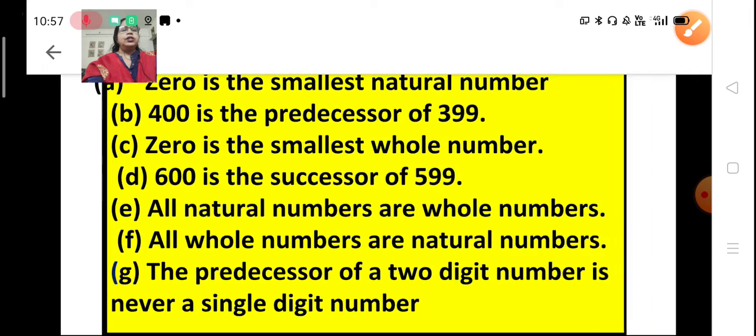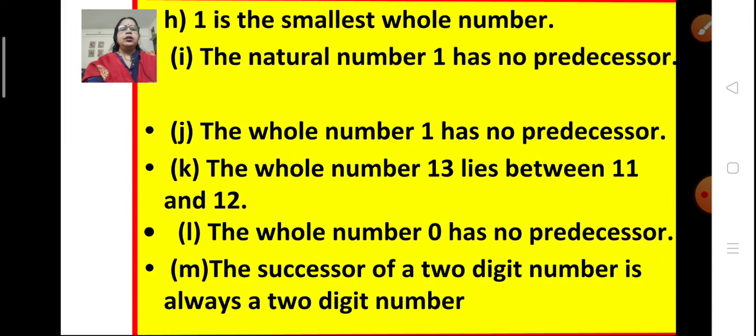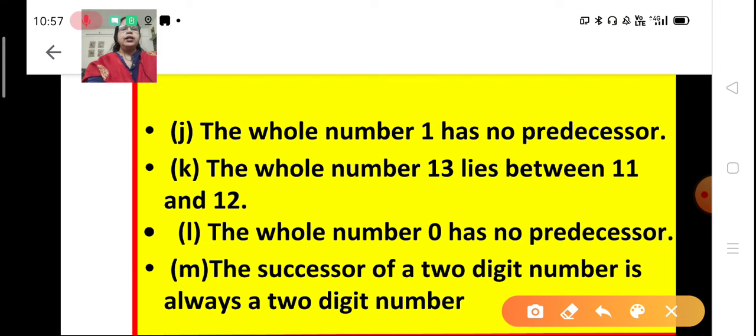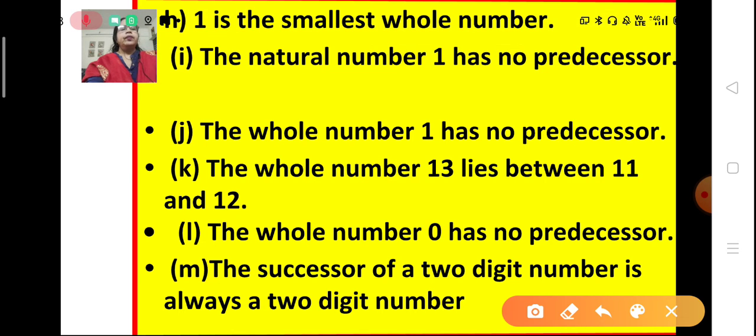G is false. Now next, H, 1 is the smallest whole number. This is also false because we have 0 as the smallest whole number, isn't it? So this is also false. Now the next, the natural number 1 has no predecessor. Yes, that is true, isn't it? Natural numbers start from 1. It has no predecessor. This is right. Now J, the whole number 1 has no predecessor. This is false because whole number 1 has 0 as its predecessor, isn't it?